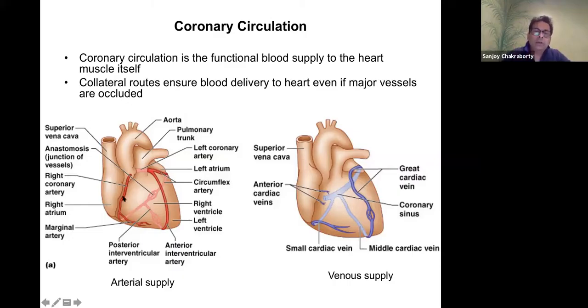All these arteries then come back to the veins, and this is the largest vein right here, called the coronary sinus, that brings back blood to the right atrium. They literally poke into the right atrium. So the right atrium receives blood through the coronary sinus, through the superior vena cava, through the inferior vena cava.